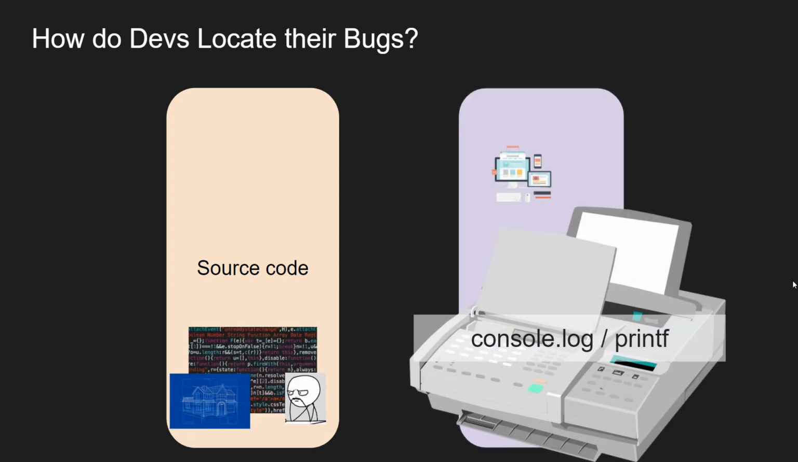We place fax machines in specific locations around the factory in the form of console log and/or printf statements. These fax machines gather data. We can then use that data to better understand the control flow and data flow of our applications.